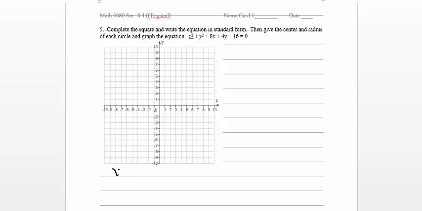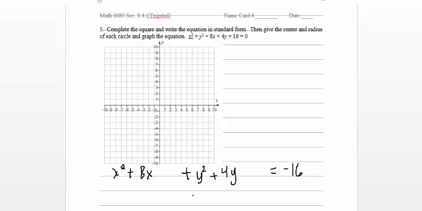So the first thing we're going to do to get this in standard form is group the x terms together and also group the y terms together. And we're going to move the constant to the other side of the equation. So I'm going to subtract 16 from both sides of the equation.